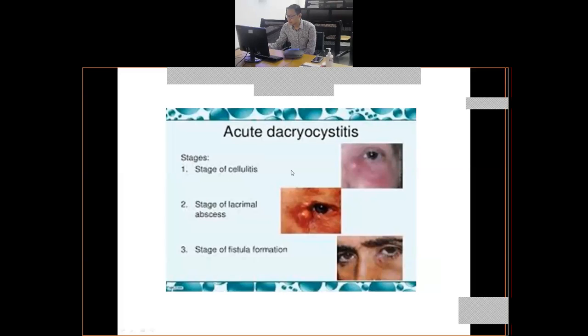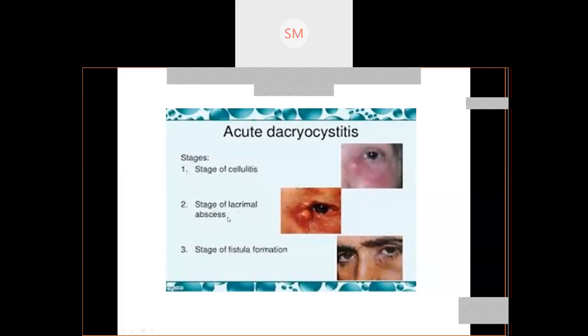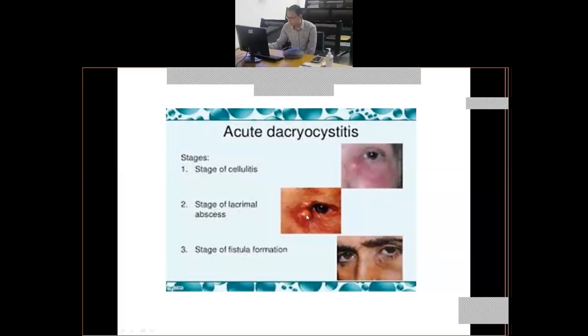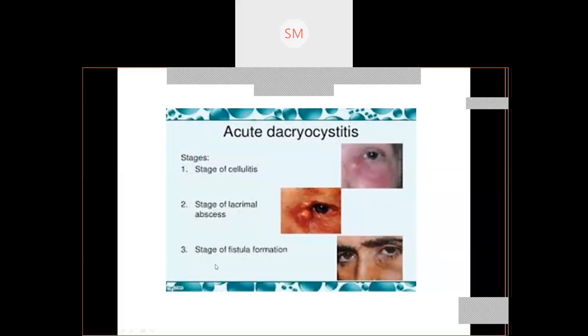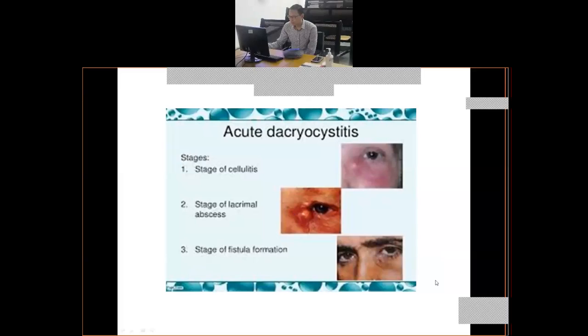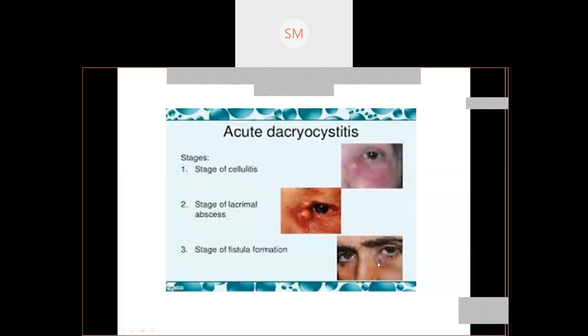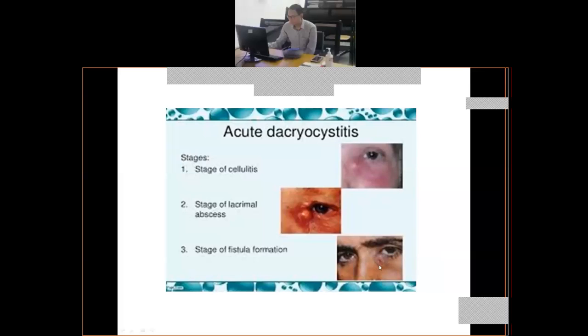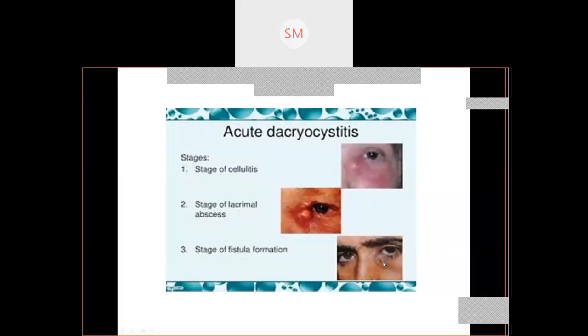First is the stage of cellulitis. There is inflammation that spreads to the lower lid and cheek. Second is the lacrimal abscess. You can see the pus point here. Third is the stage of fistula formation. There's a fistula here.